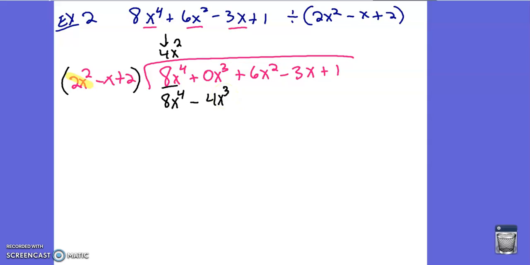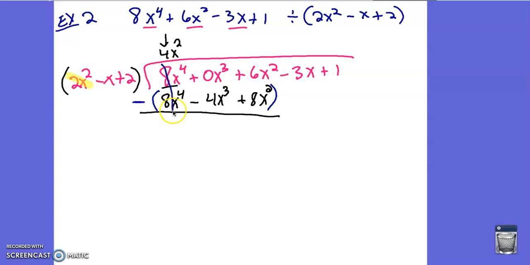Notice these line up. That's why I put the 0x cubed, so that you have a place value for the x cubes. Some books or teachers may just say leave a space, but it's the same idea. And then finally, 4x squared times 2 is 8x squared. So notice the x to the 4th line up, the x cubed line up, and the x squareds line up. And again, I'm going to say this every time, I want to caution you to make sure when you subtract, I would suggest you put parentheses and use the distributive property.